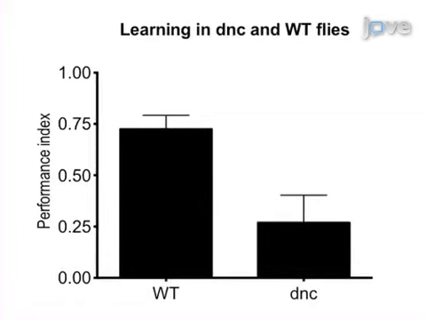The final PI is obtained by averaging the PI for 2 separate experiments, one in which odor A is shock paired and the second in which odor B is shock paired.